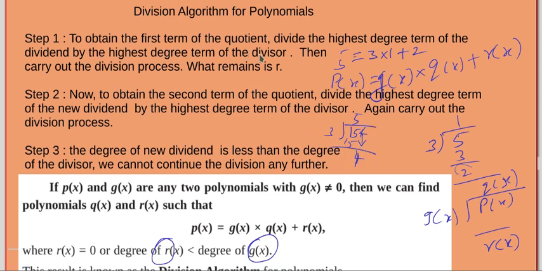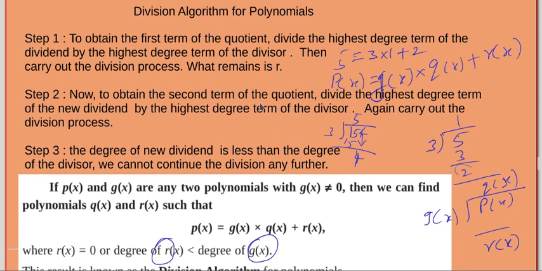So obtain the first term of the quotient: divide the highest degree term of the dividend by the highest degree term of the divisor. If we take 15, in 15 the highest possible times 3, how much will come? 5 times it will come. So 3 fives are 15. After dividing we have to subtract and bring down the next term. This is the actual division. Then carry out the division process. What remains is R, the remainder we will get.